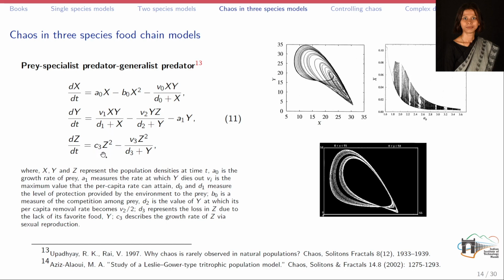And again, since Z is of generalist type, this growth is modeled by the term C3 Z square, which was proposed in these 2 papers. So growth of a generalist predator can be modeled using a quadratic growth term, which was given here as C3 Z square, and minus this is the decay of the top predator population given by this particular term V3 Z square upon D3 plus Y.